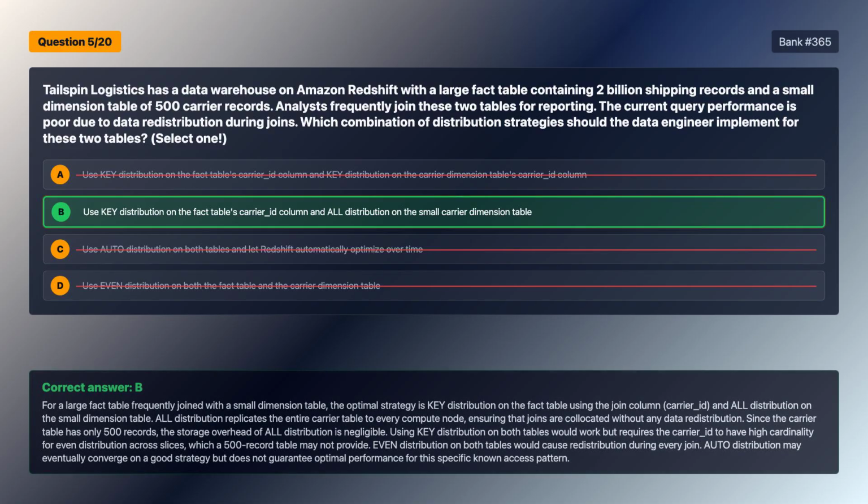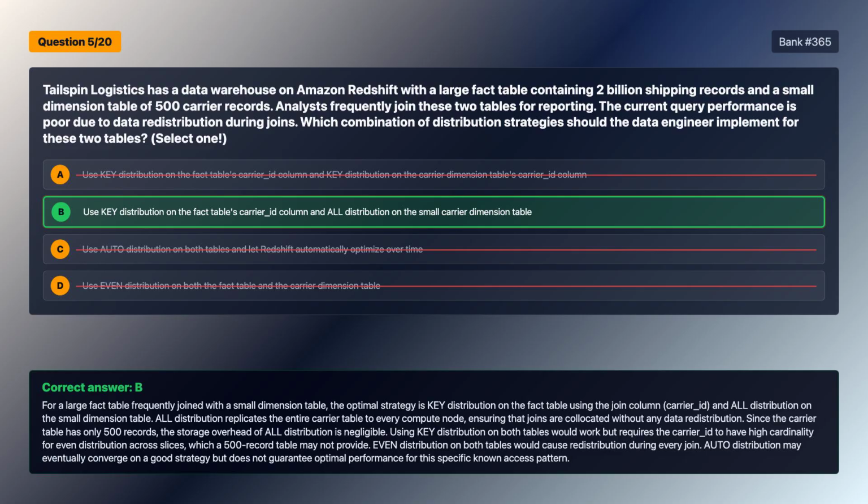The correct answer is Option B. For a large fact table frequently joined with a small dimension table, the optimal strategy is key distribution on the fact table using the join column, carrier id, and all distribution on the small dimension table. All distribution replicates the entire carrier table to every compute node, ensuring that joins are collocated without any data redistribution. Since the carrier table has only 500 records, the storage overhead of all distribution is negligible.